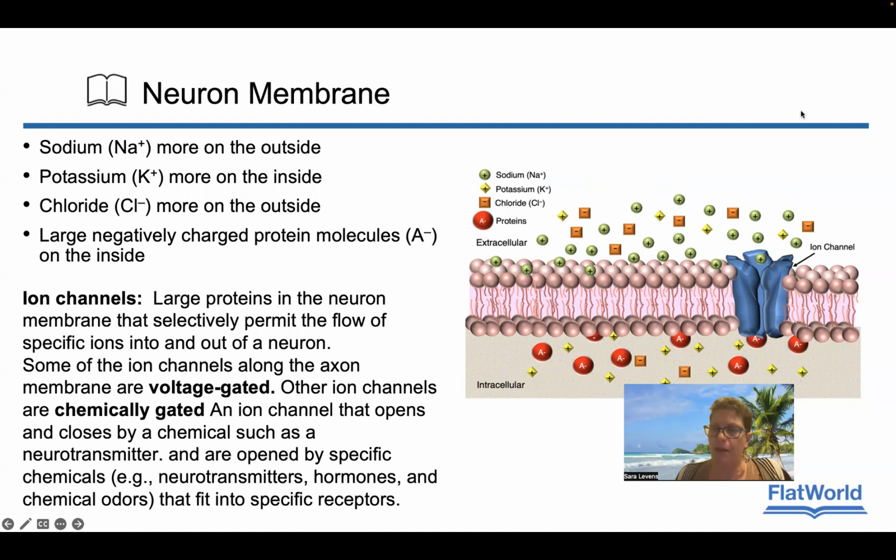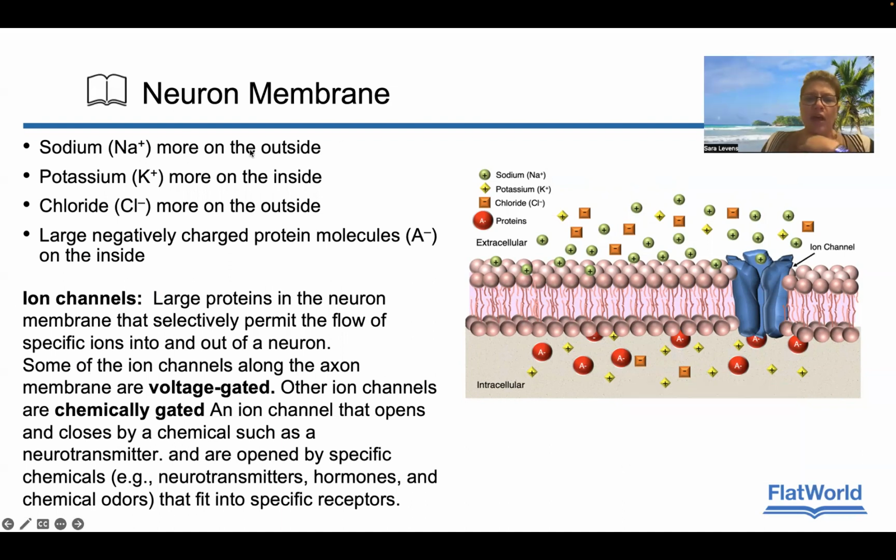Alrighty, back up here. So the major players: sodium, there's more on the outside of the cell; potassium, more on the inside; chloride, which is more on the outside; and then we have large negatively charged protein molecules on the inside, which are these guys right here, the proteins that always stay mostly in the cell. So we have these ion channels right here, which are large proteins in the membrane that selectively permit the flow of specific ions.